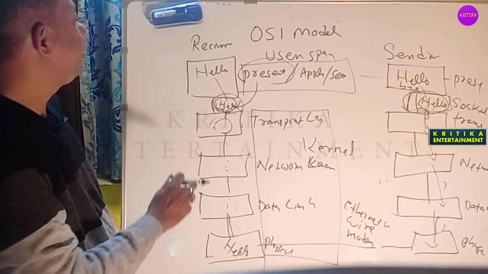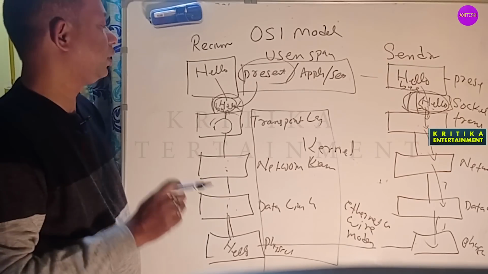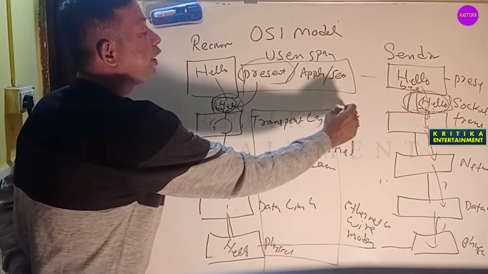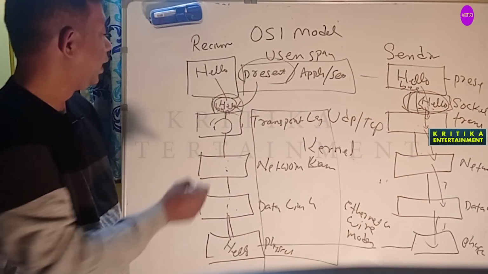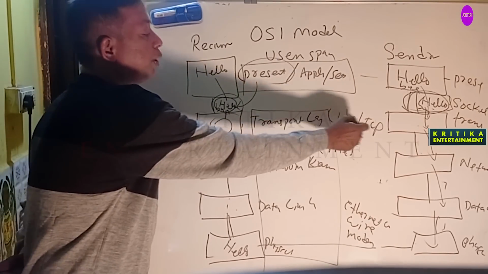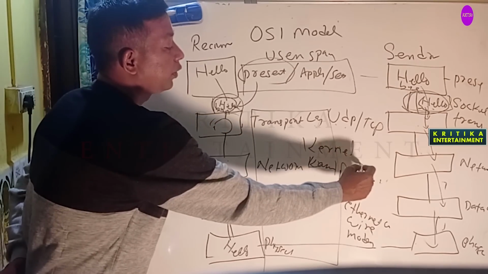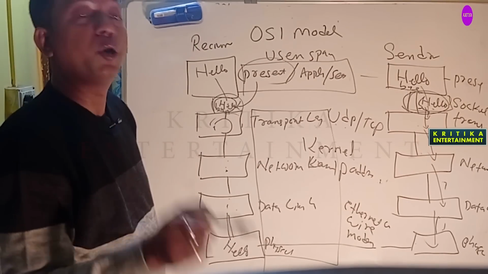Presentation layer means you write the logic, such as if else. The transport layer decides whether you are using UDP or TCP. The network layer contains your IP address, and it decides whether you are using IPv4 or IPv6.